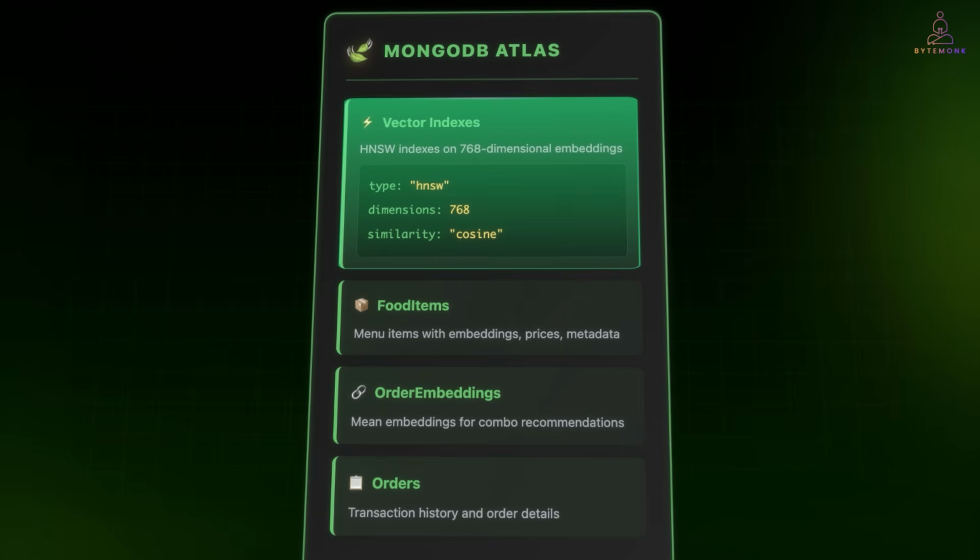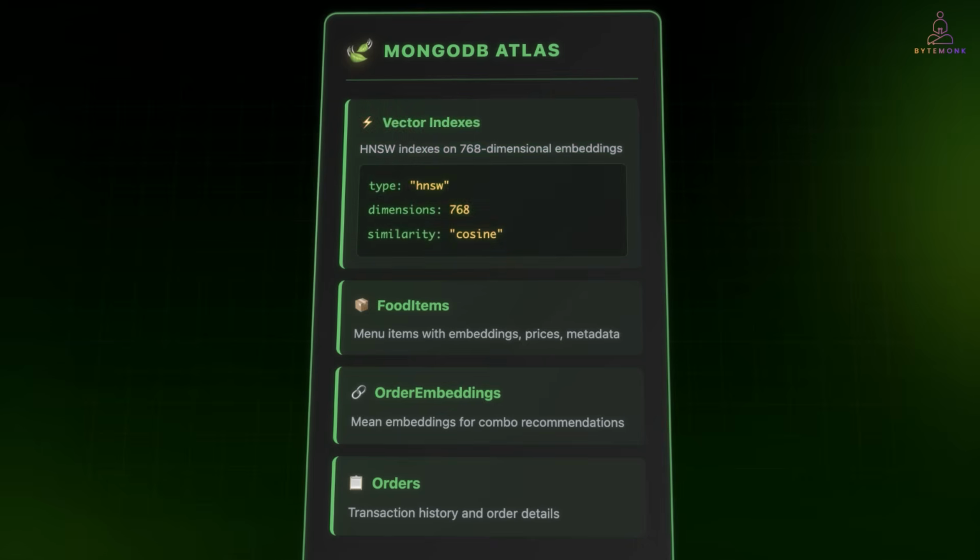The beauty of this architecture is that everything is in one system. When an order comes in, you are updating order history, learning combo patterns, and making that knowledge immediately available for recommendations. All in the same transaction. No data sync lag, no orchestrating across multiple databases.